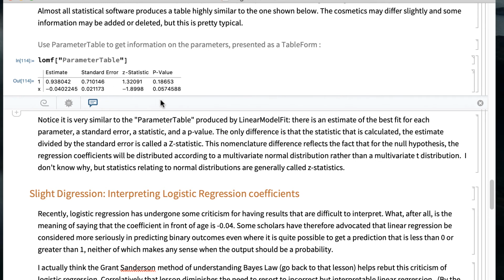And we can compute a p-value. As we did before, what is the probability you would see a coefficient in front of this variable as extreme as the one we do if the null hypothesis were true? That is 0.0574. The null hypothesis being that there's no relationship between age and the probability of surviving on the Titanic.